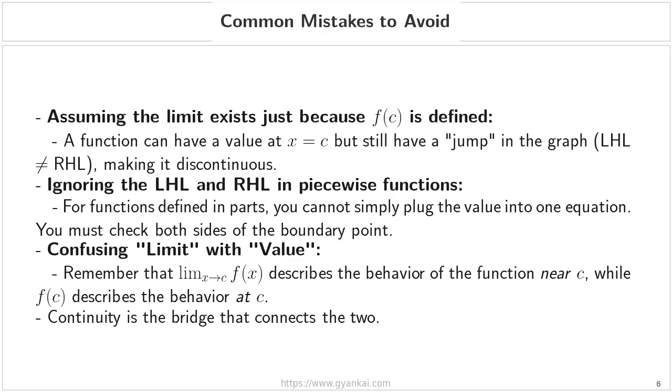Finally, let's clarify a conceptual point. Do not confuse the limit with the function value. It is important to remember that the limit of f of x as x approaches c describes how the function behaves as it gets closer and closer to c, but not necessarily at c itself. On the other hand, f of c describes the exact value assigned at that specific point. Continuity is essentially the bridge that connects these two concepts, ensuring that the approach and the destination are the same. Keeping these distinctions in mind will help you avoid errors as we move toward our final summary and key takeaways.